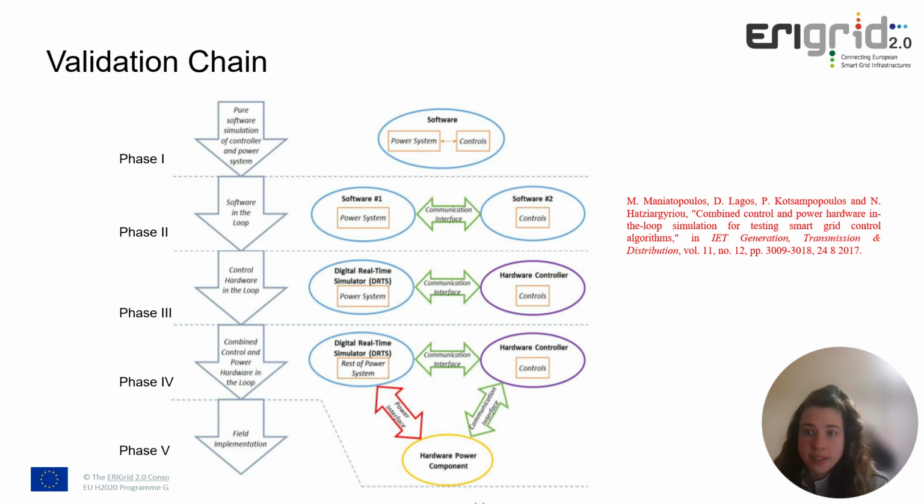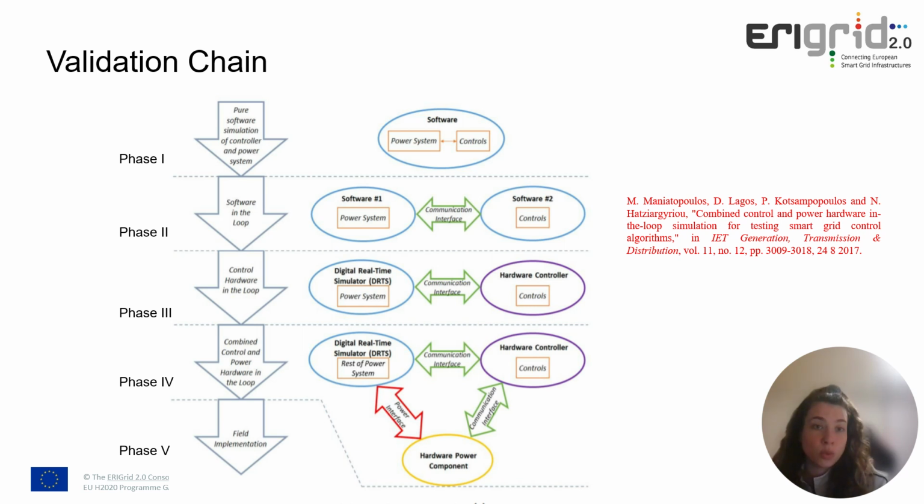The next phase is about control hardware in the loop. This is a big leap forward. The power system is simulated in real time using a DRTS, while the control algorithm runs on actual hardware. This lets us test realistic timing, data handling, and system responses, uncovering hidden weaknesses like delays and noise sensitivity. However, control hardware in the loop alone doesn't capture how the controller interacts with real, physical devices.